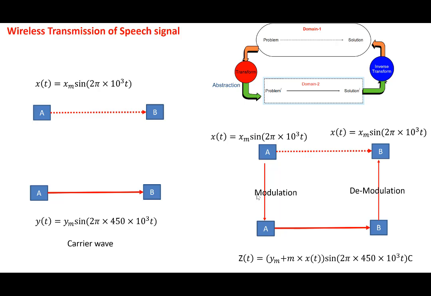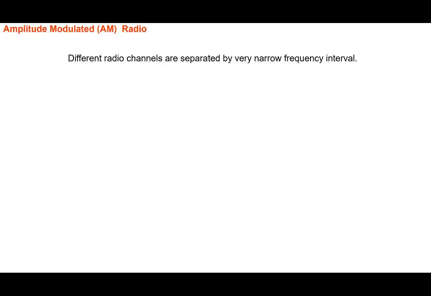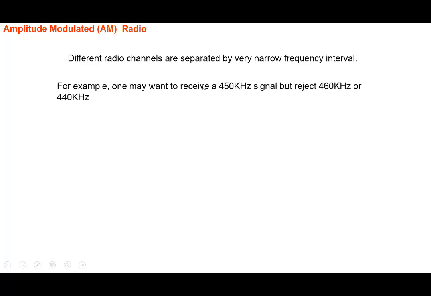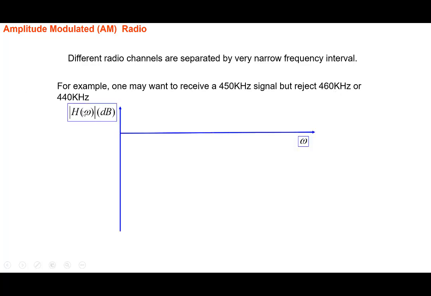So we have various different channels that we want to transmit. Typically, the different radio channels are separated by a very narrow frequency interval. For example, there may be one channel whose carrier frequency is 450 kilohertz, and another at a carrier frequency of 460, or another lower at 440. Obviously you want to receive the 450 kilohertz channel, let's say, and thereby reject 460 or 440 kilohertz. So we are talking in terms of filtering.